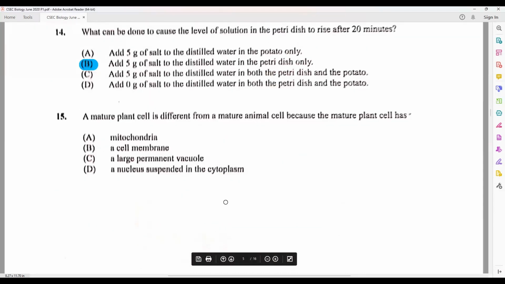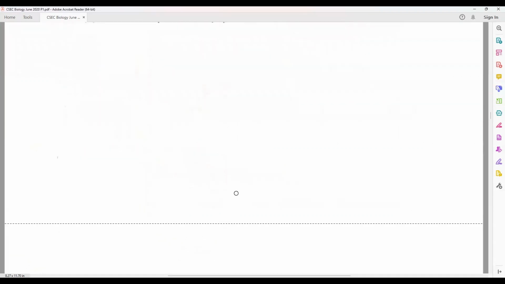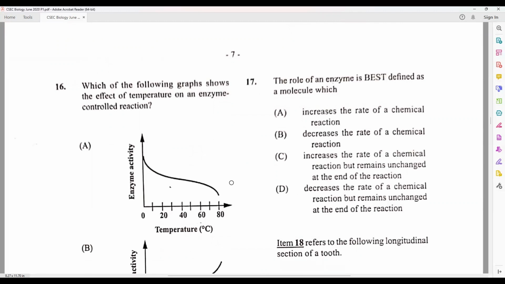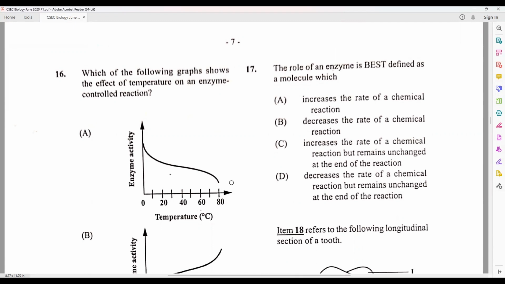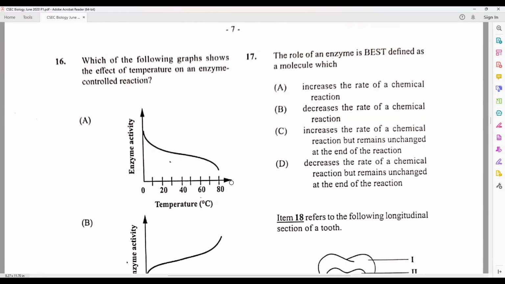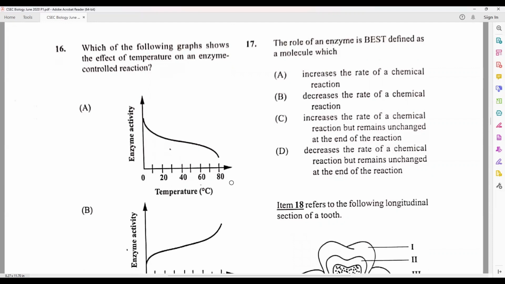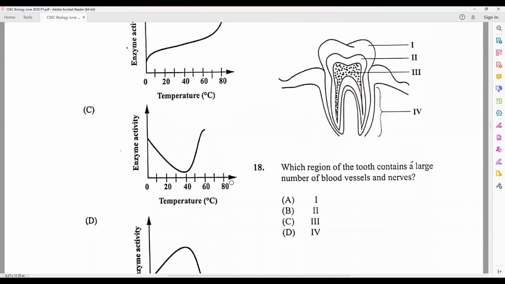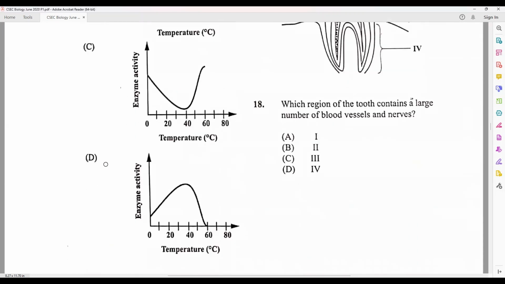15, a mature plant cell is different from a mature animal cell because the mature plant cell has what? A large permanent vacuole. Which of the following graphs show the effect of temperature on an enzyme-controlled reaction? Now we know enzyme activity goes up as temperature increases, but beyond the optimum temperature, the activity decreases, and we are looking for that. So you're looking for a nice curve, which puts it at D.